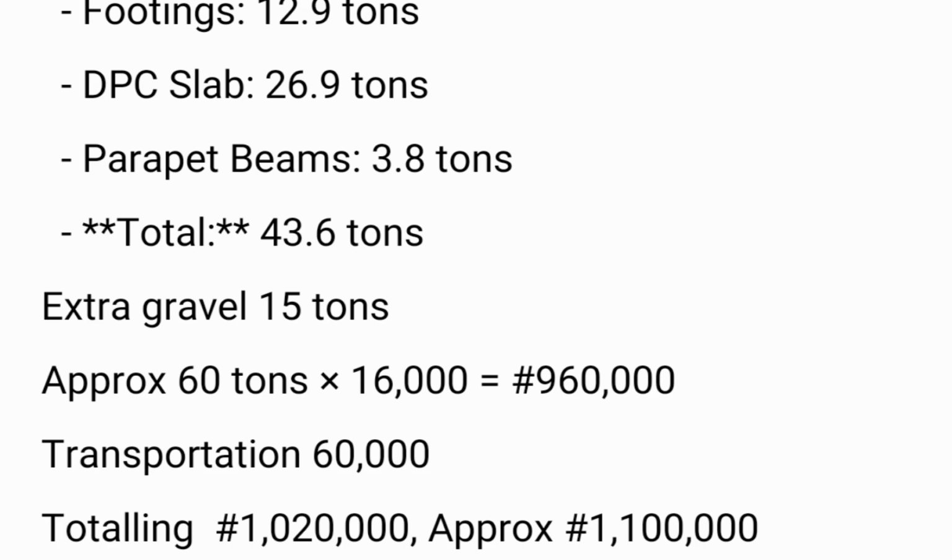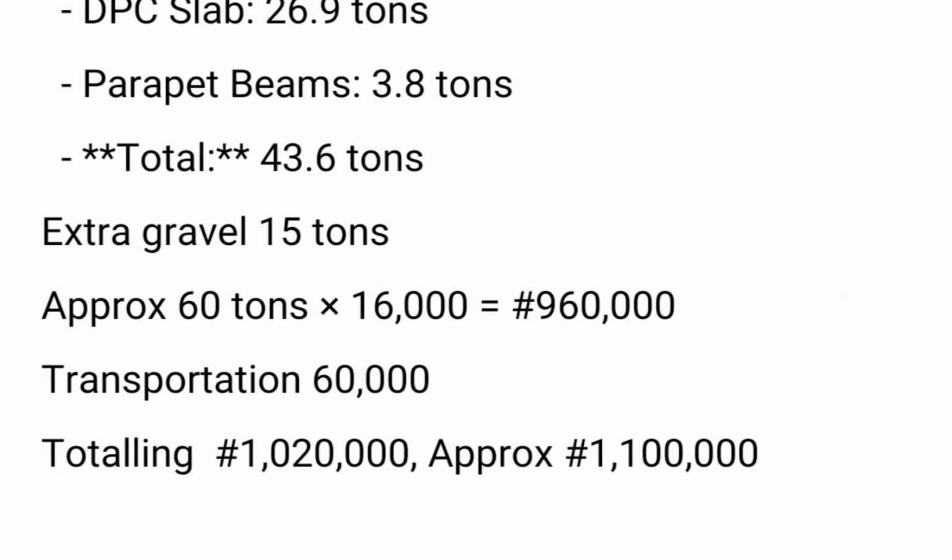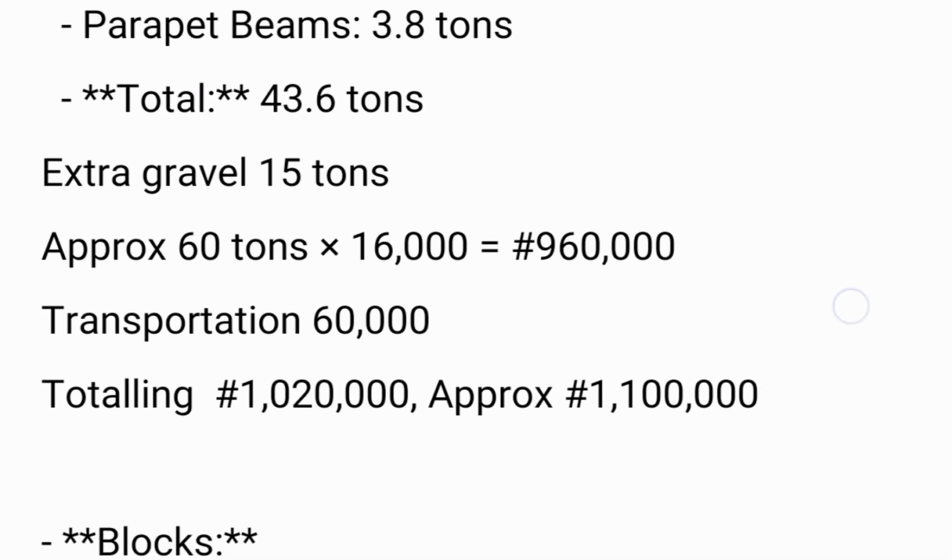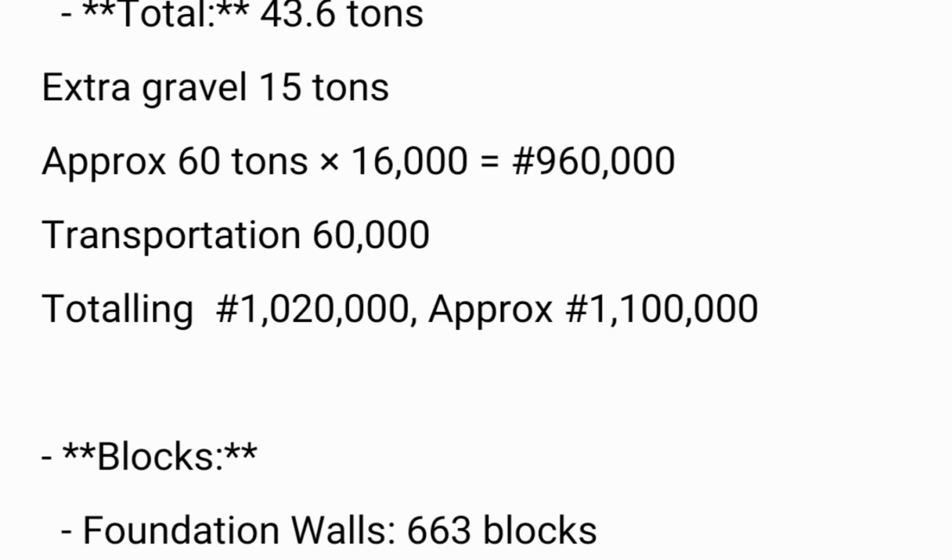But here we calculated 60 tons, and that gives us by 16,000, all right? And that will give us 60,000 per ton. Take note of that. That will give us 960,000 naira. Transportation for gravel. Some transporters charge together with the price of the gravel. Some will charge you per pan, all right? Some will charge you depending on the distance, your location. So it depends. But here we calculated 60,000. That will total 1.20 million, approximately 1.1.